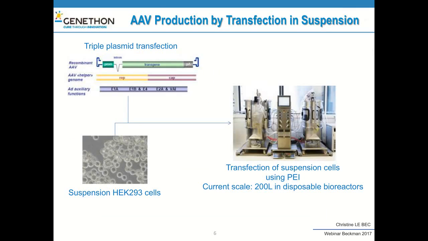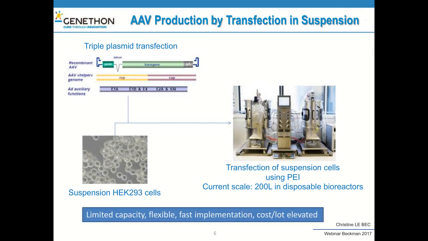So we have another process in parallel, which, instead of adherent human cells, uses a suspension human cell line, and the transfection is done in a bioreactor. The current scale is 200 liters in a disposable bioreactor. This process can give you more product, but it also has limited capacity at 200 liters, and it costs a lot per batch because you need to use GMP-grade plasmid.